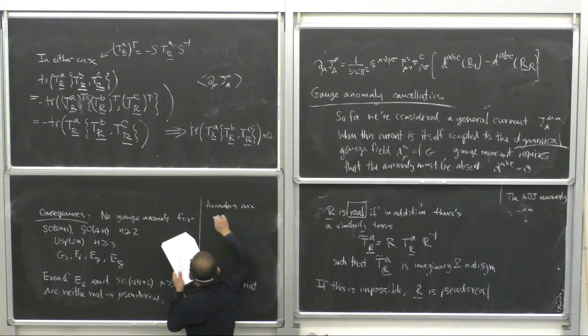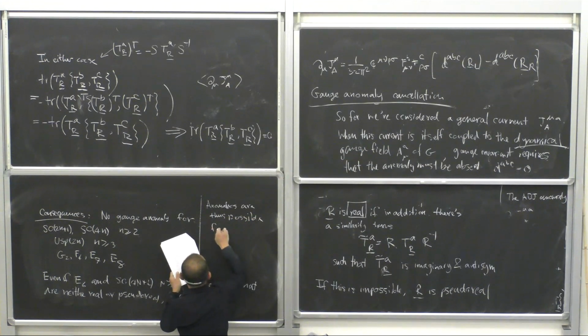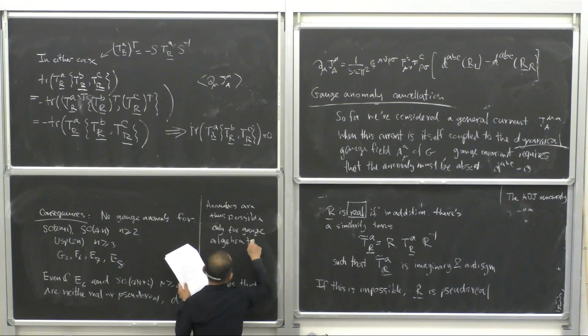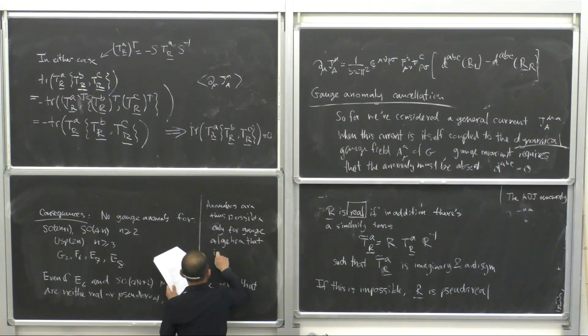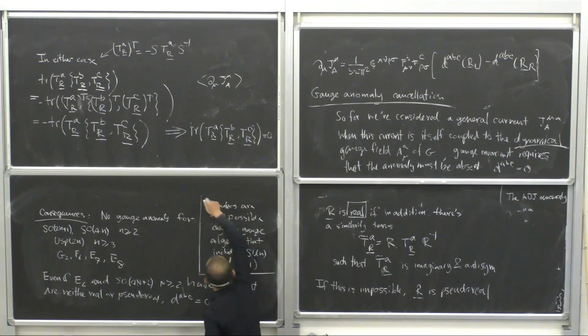So anomalies are thus possible only for a gauge algebra that includes SU(N) and U(1). This is an important statement.